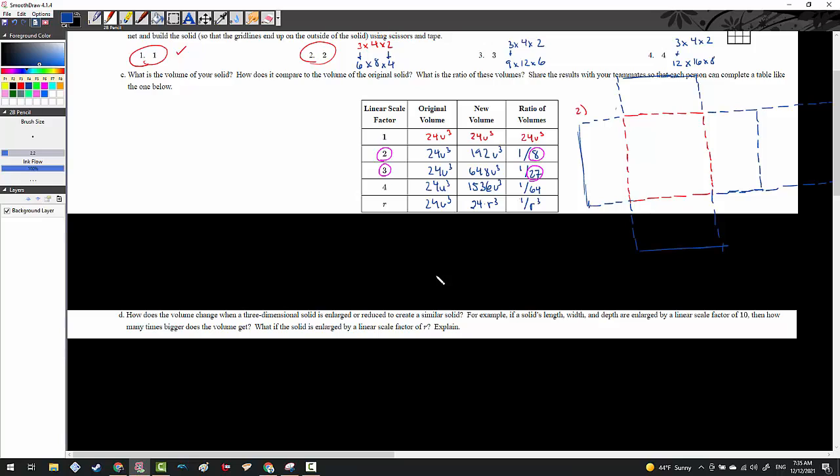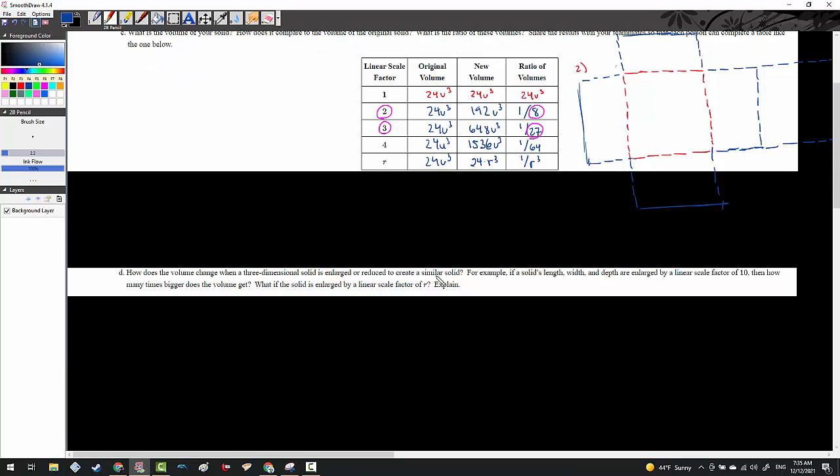And in part D, it says, how does the volume change when a three-dimensional solid is enlarged or reduced by a similar solid? For example, if the solid's length, depth and width are enlarged by a scale factor of 10, then how many times bigger does the volume get? Well, we saw this. Since the scale factor in part D is 10, that means the volume would be enlarged by 1,000.